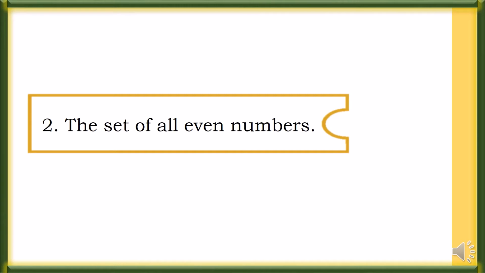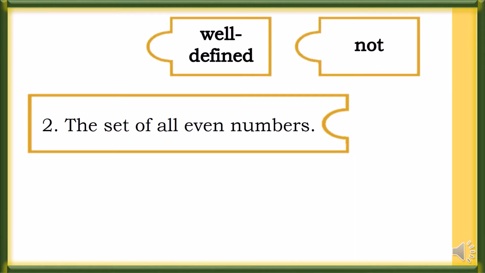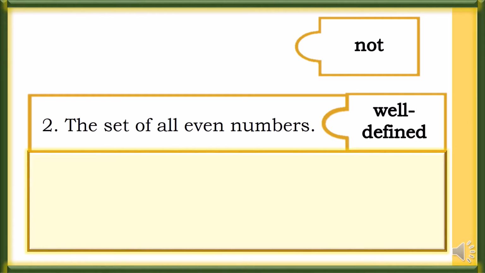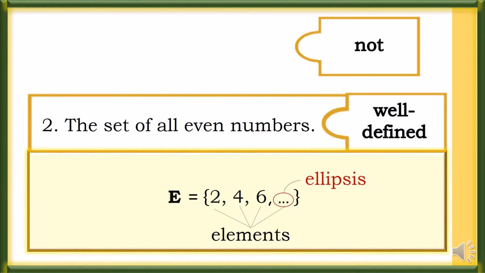Example number 2, the set of all even numbers. Well defined or not? The answer is well defined, since we already know the numbers that belong to this set, as shown below. We name our set with capital letter E and we use braces to group the objects of our set, which is composed of 2, 4, 6, and so on, which represents an element of the set of all even numbers. The three dots are called ellipses, meaning that the numbers continue forever without end.